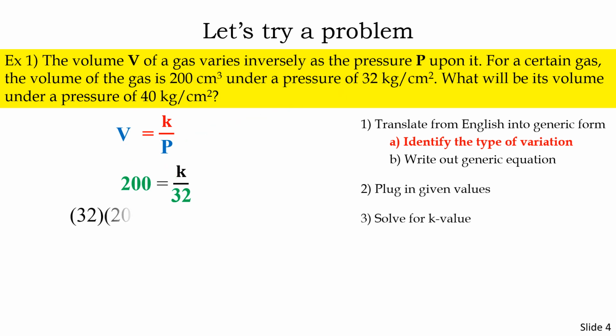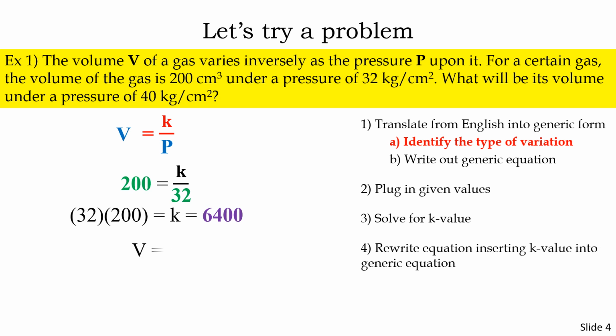Solve for the k value. So I got to multiply both sides by 32. I get k is 6,400. Rewrite using the k number. So V equals 6,400 over P.